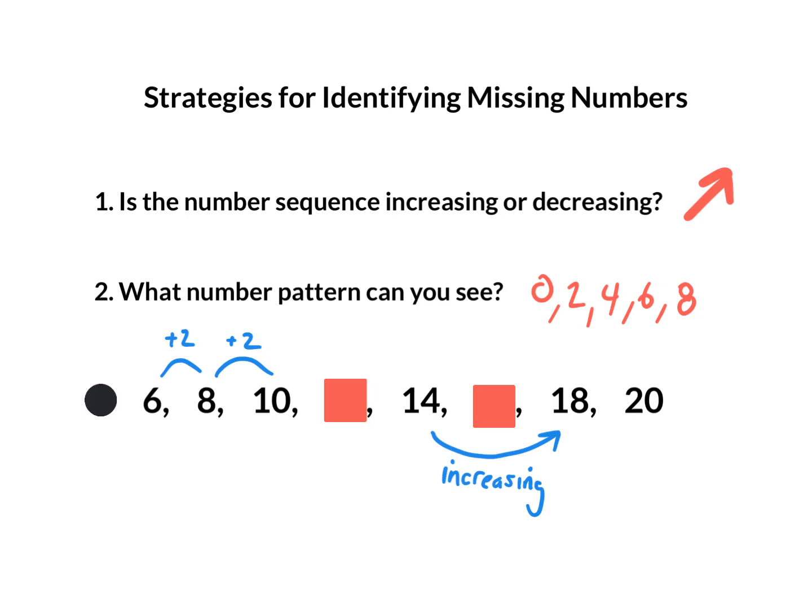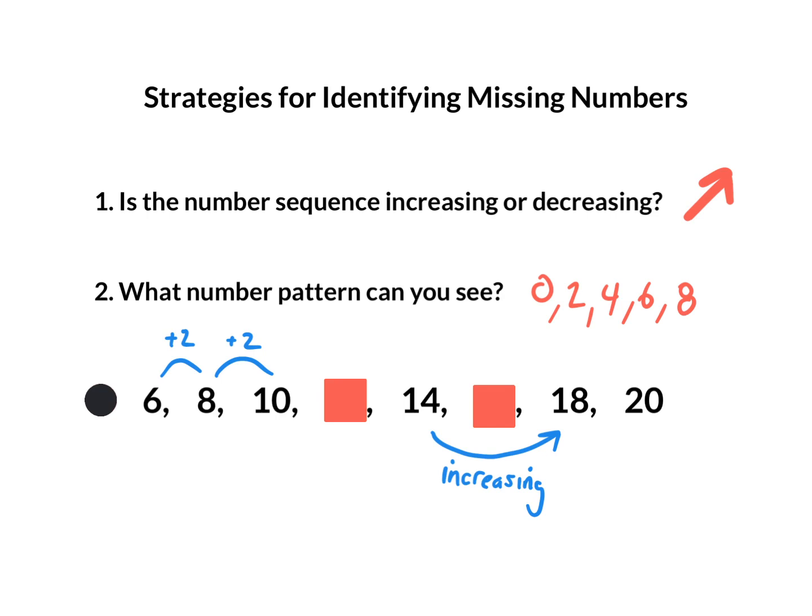G'day guys, today we are looking at strategies for identifying missing numbers in number sequences. We have a number sequence down the bottom: 6, 8, 10, a missing number, 14, a missing number, 18, and then 20. To identify the missing numbers, this is what I do when I'm looking at a number string.